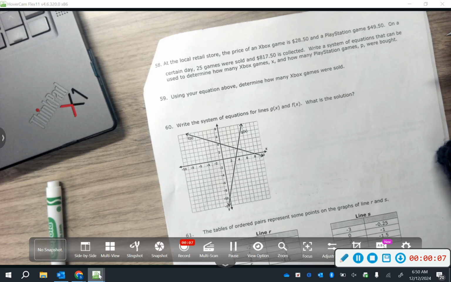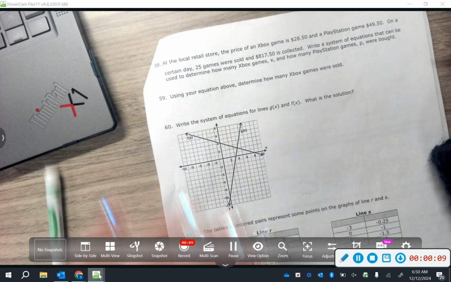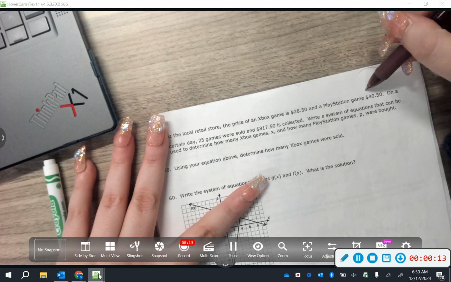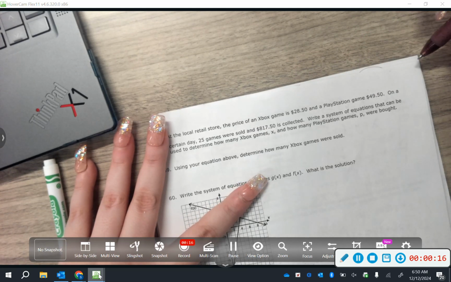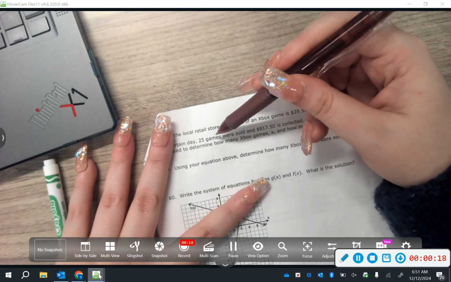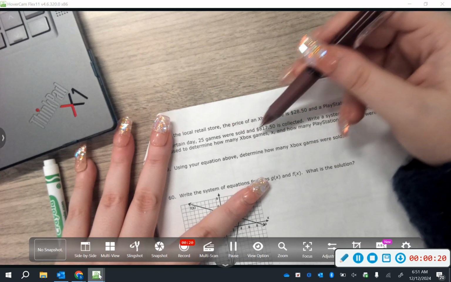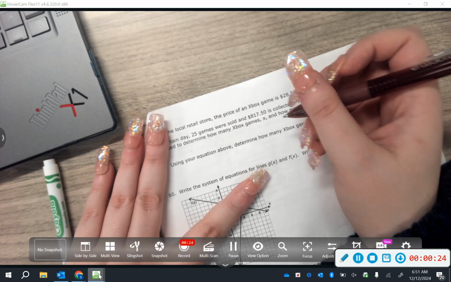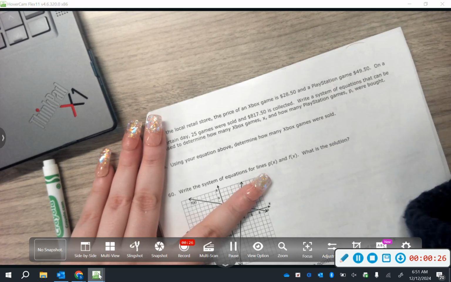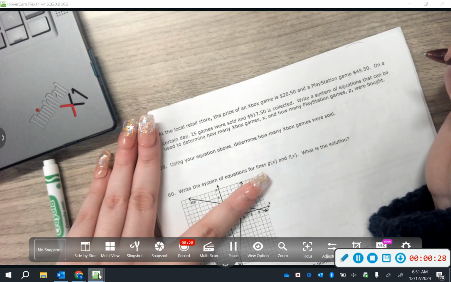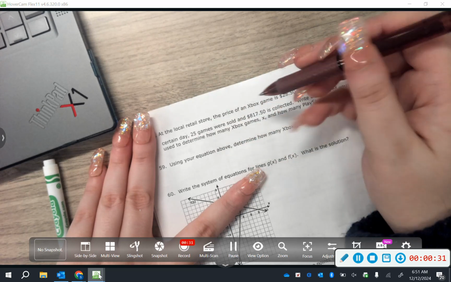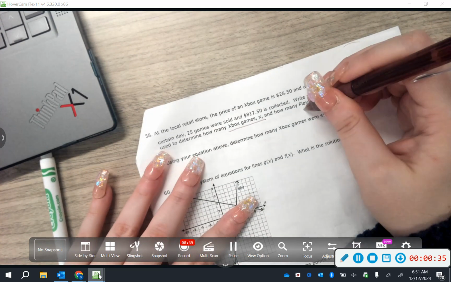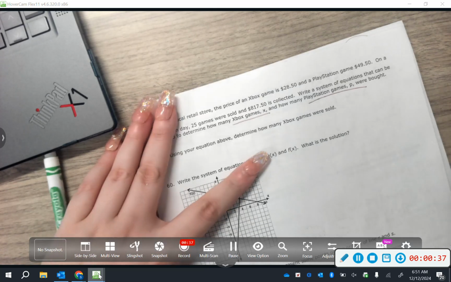It says, at the local retail store, the price of an Xbox game is $28.50 and a PlayStation game is $49.50. On a certain day, 25 games are sold and oh my gosh, it's so early, y'all. $817.50 is collected. Write a system of equations that would be used to determine how many Xbox games X and how many PlayStation games P were bought.